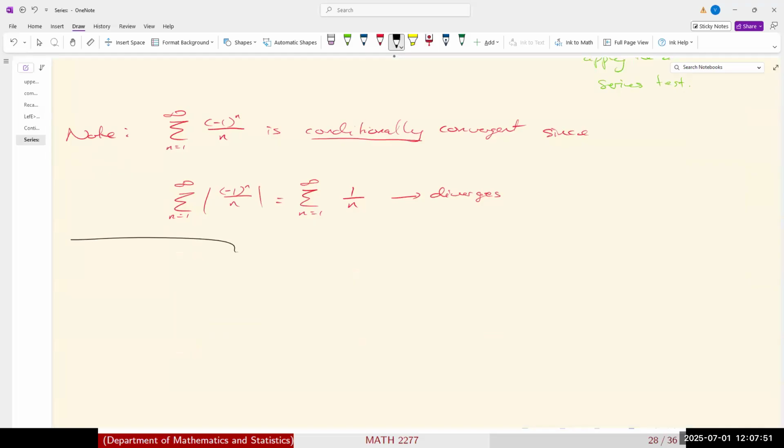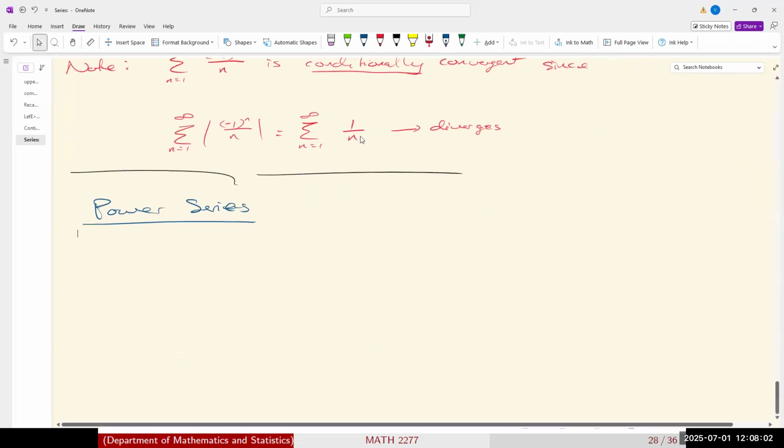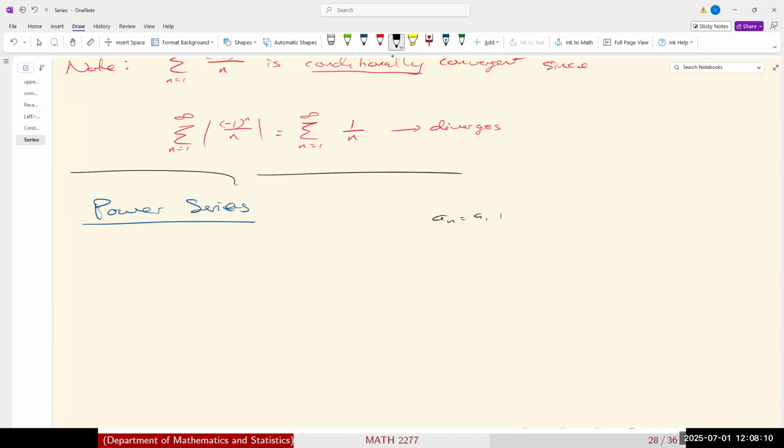How does this differ from what we were looking at before? Notice in all the series we were looking at before, it was just a list of numbers. So an was just a1 plus a2 plus a3. All of these numbers you are adding were fixed. In a power series, there's a variable x that you could tune.